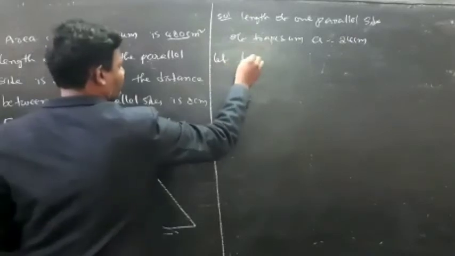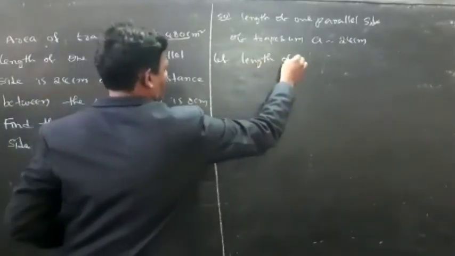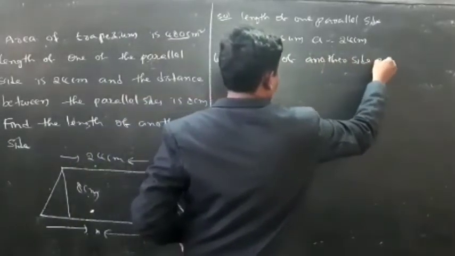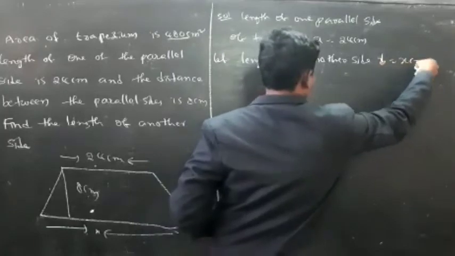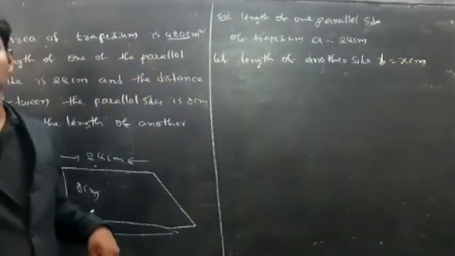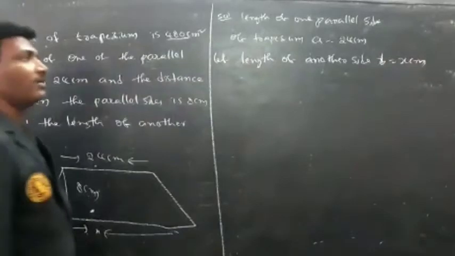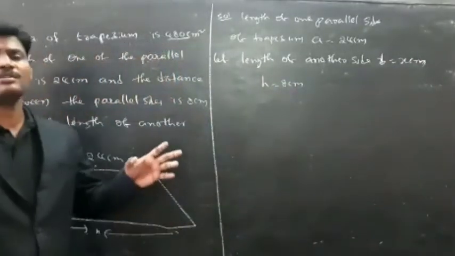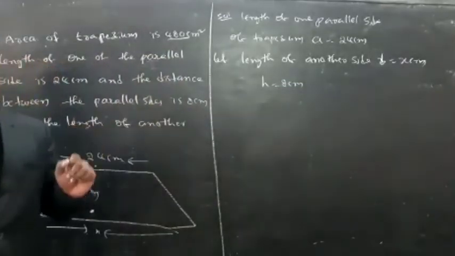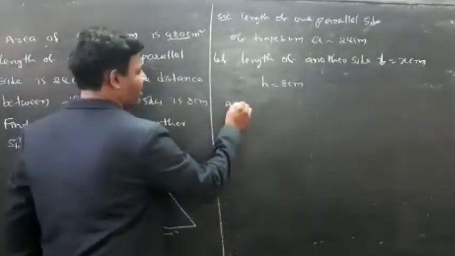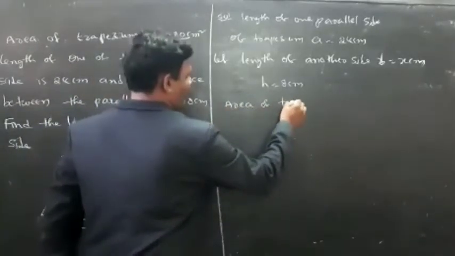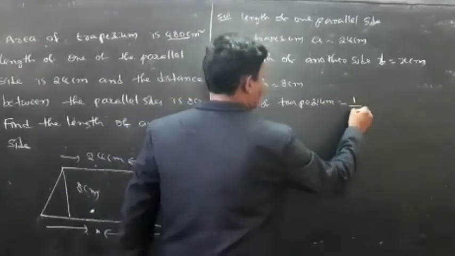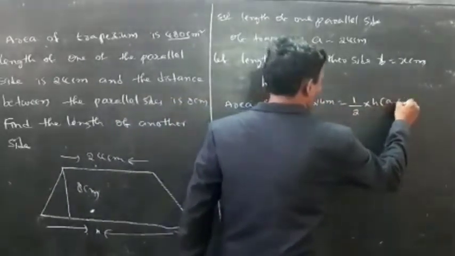Let the length of the other side, b, be x centimeters, because I don't know the length of the other parallel side. And the distance here, h, is equal to 8 centimeters. The distance between the two parallel sides is 8 centimeters. And what is the formula? Area of trapezium is equal to half into h of a plus b.